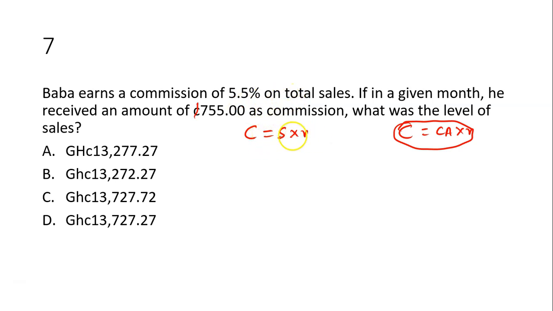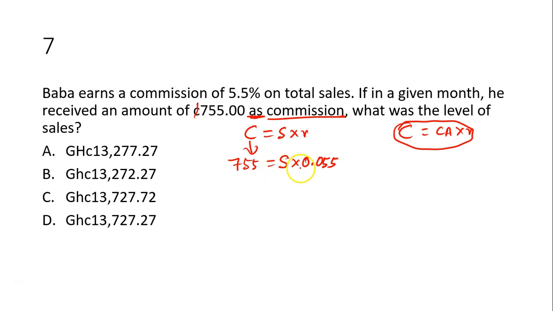When you read the question carefully, it says, if in a given month he received an amount of 755 cedis as commission, meaning commission has been given, so we substitute 755 in place of commission. We are just substituting. Now we do not know the sales. The question wants us to find the sales, so we maintain it as S times the rate. The rate is 5.5%, isn't it? When you convert 5.5% to decimals, you get 0.055.